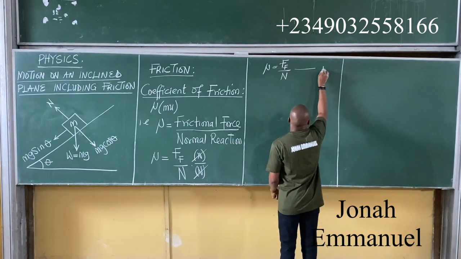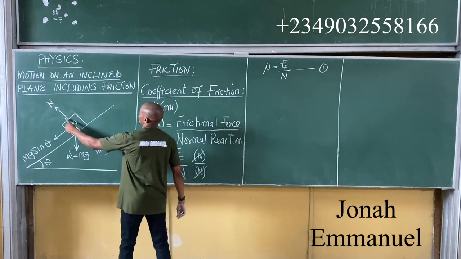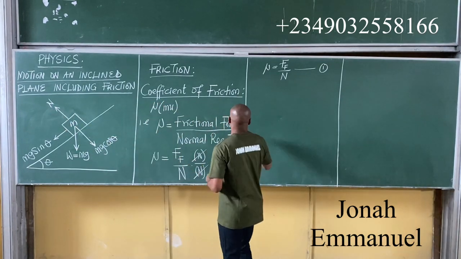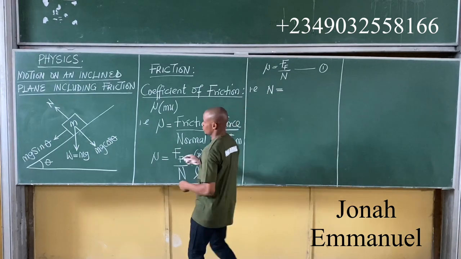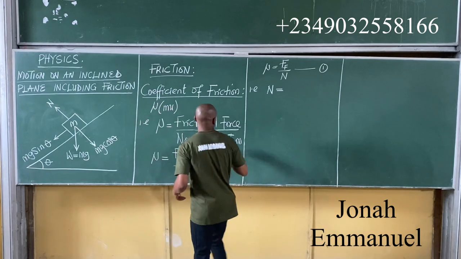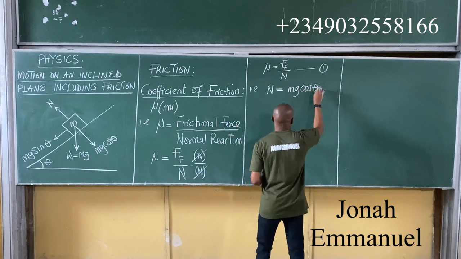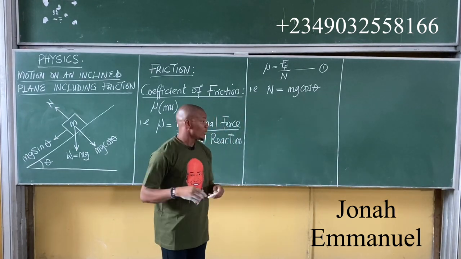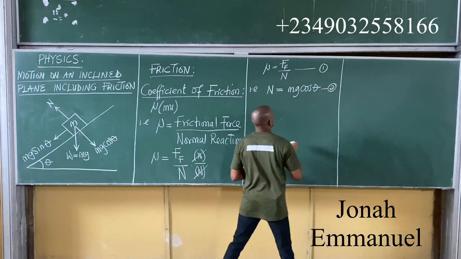Let's call this our first equation. From the concept of equilibrium, upward force is equal to downward force, that is, the normal reaction is equal to what's down here. That becomes Mg cos theta. Please, this is for the case of a body on an inclined plane. Let's call this our second equation.